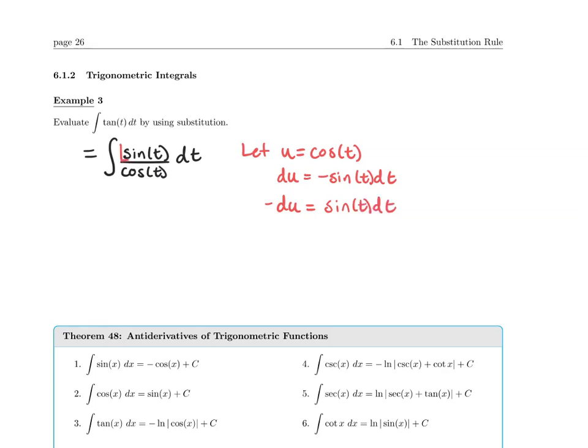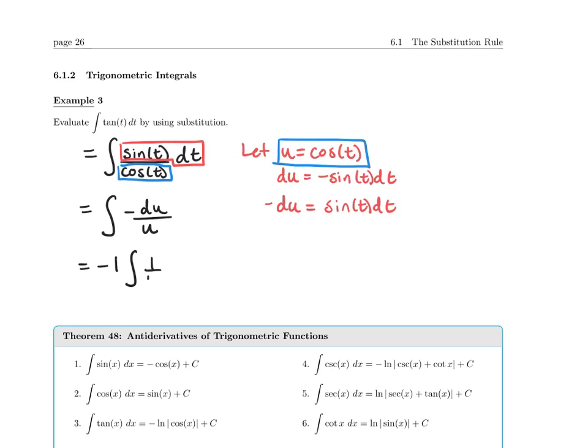And I notice that right up here in my integral, I have a sine of t dt. So that is my negative du. And then right here, I have a cosine of t, and that is my u. So I can rewrite this as the integral of negative du over u, which I could further simplify as negative 1 times the integral of 1 over u du.